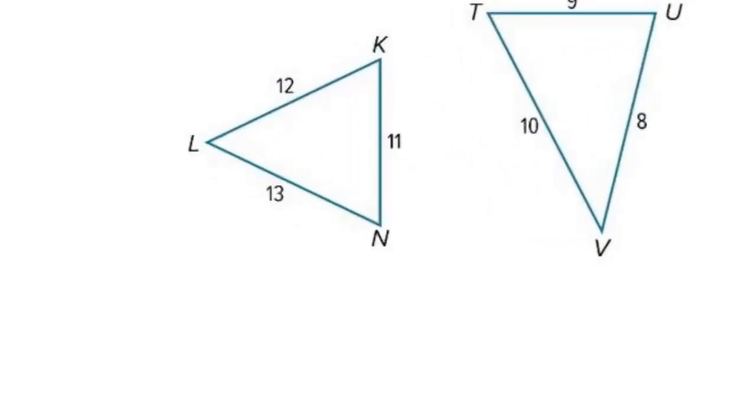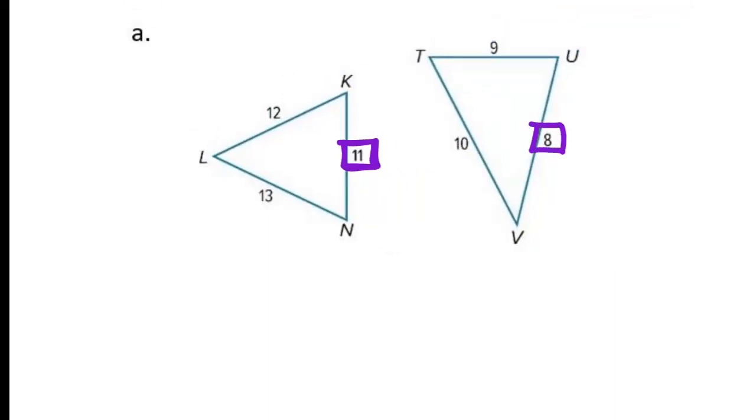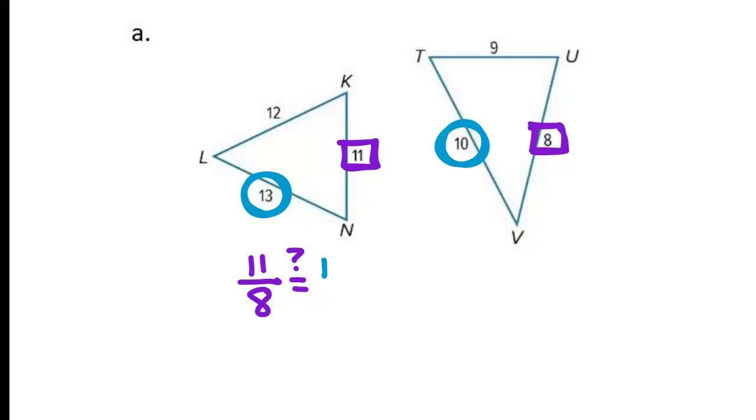You have to match the smallest together. So 11 and 8. So that's going to make a fraction together. Doesn't matter which one you put on top, as long as you stay consistent. Then we have to match the largest sides together. So 13 and 10. And my medium-sized sides get matched together. So 12 and 9.